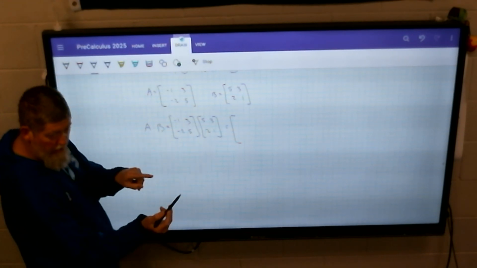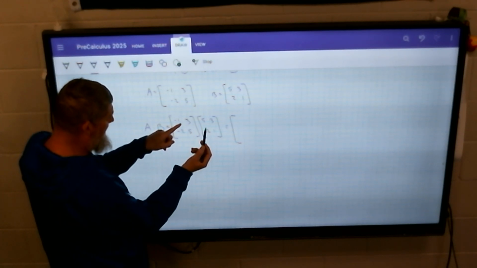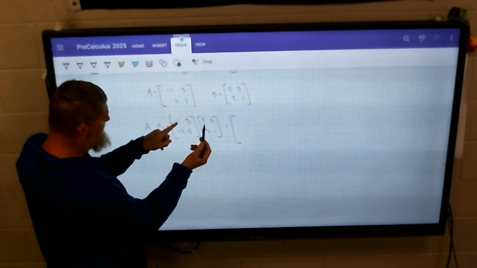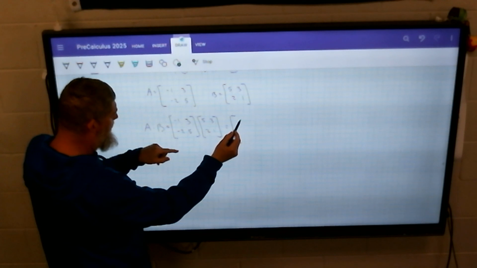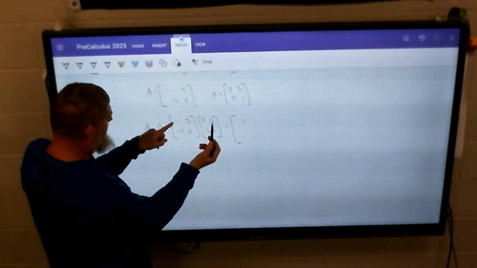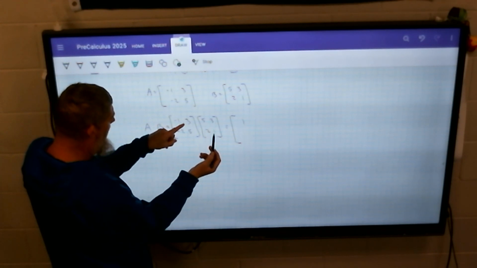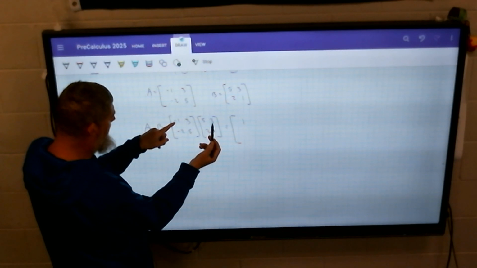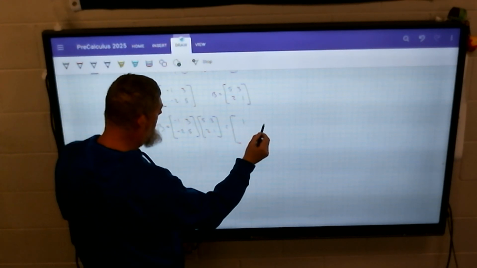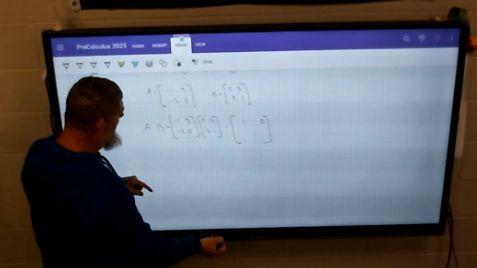Now you understand what I'm doing right here? Yeah. Negative 1 times 5 is negative 5, 3 times 2 is 6. So negative 5 plus 6 is 1. Alright, so we have negative 1 times 3 and 3 times 1. What's negative 1 times 3? Negative 3. Plus 3 is 0. Looks good so far. Okay?